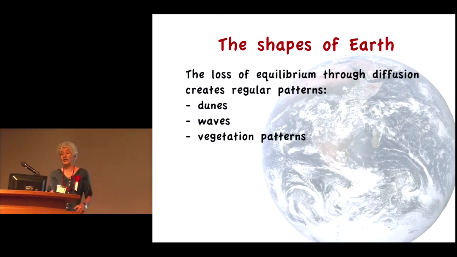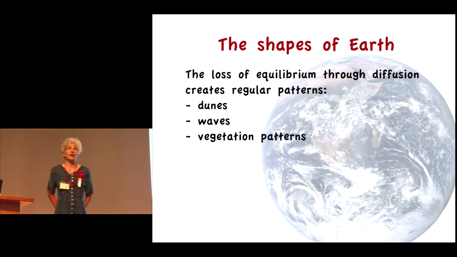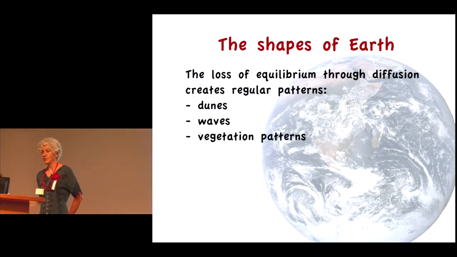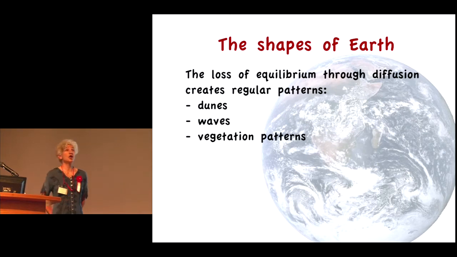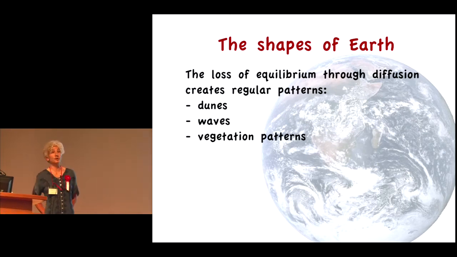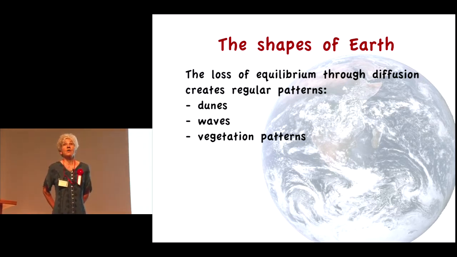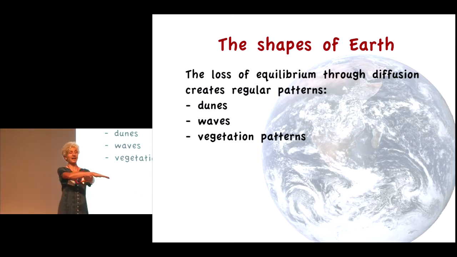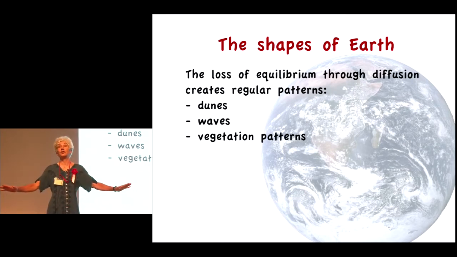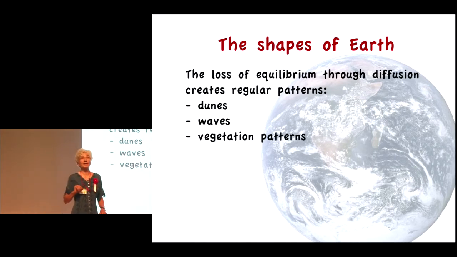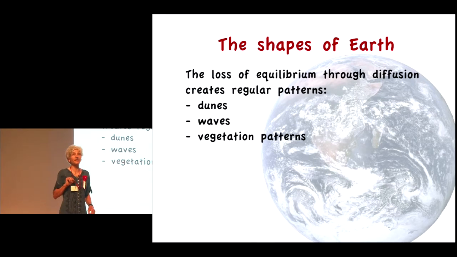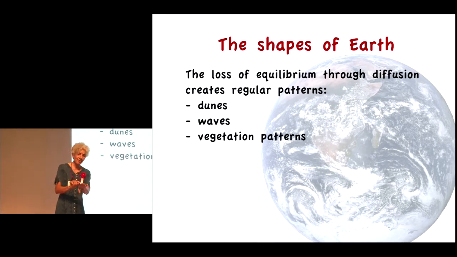The shapes of Earth. So now I will come to a very powerful idea that goes back to Turing in 1952: the loss of equilibrium through diffusion creates pattern. What does it mean? Suppose you have a big land with dry sand, and it's flat. It's equilibrium. Then you start having the wind blowing. Wind blowing, it's diffusion. If it's flat, well, maybe you have one place where a grain of sand is a bit higher, so it will slow the wind, and you will have more sand going around this.